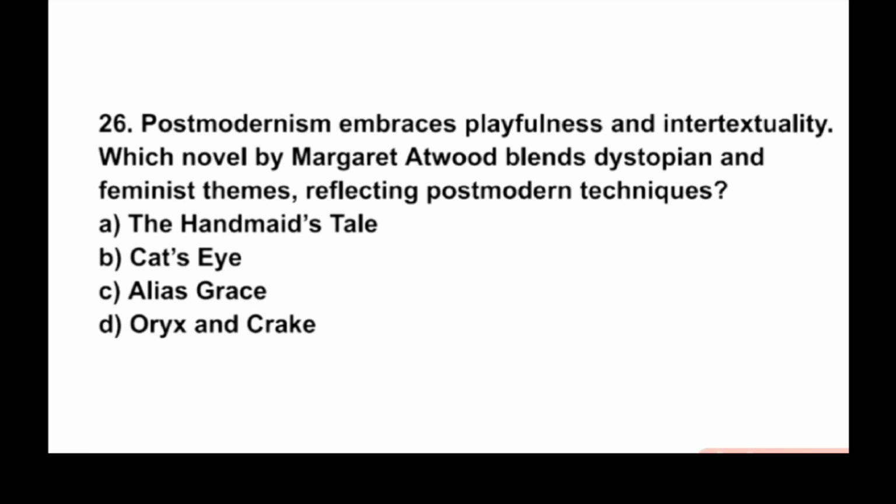Postmodernism embraces playfulness and intertextuality. Which novel by Margaret Atwood blends dystopian and feminist themes, reflecting postmodern techniques? Cat's Eye, Oryx and Crake, Alias Grace. Option A is the correct answer, The Handmaid's Tale, 1985.